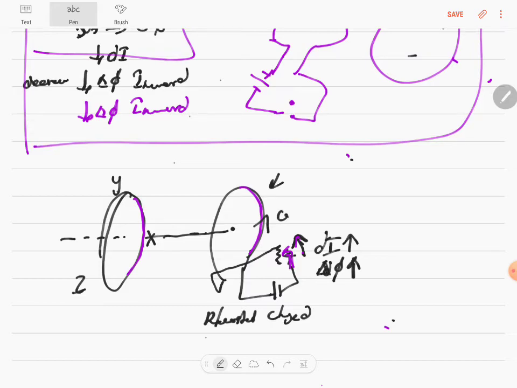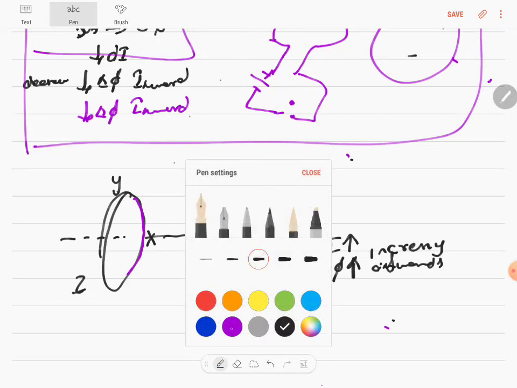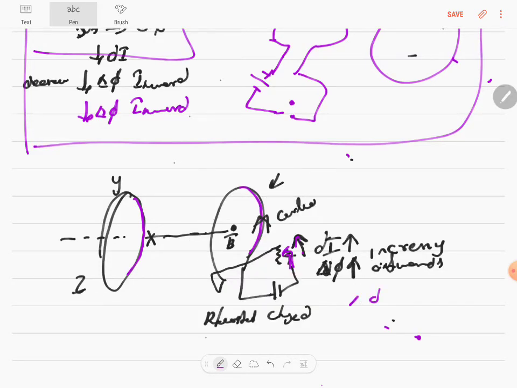Look at this curled finger pointing in the direction of the current here. The magnetic field B will be pointing outward. It's a point, which means it's outward. The magnetic field at the center will be pointing outward. So d phi is also outward. And is it increasing? I said the current is increasing, so d phi is also increasing outward. So in order to decrease it, I have to induce a delta phi which is inward in the adjacent coil.